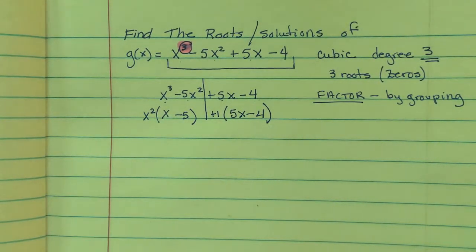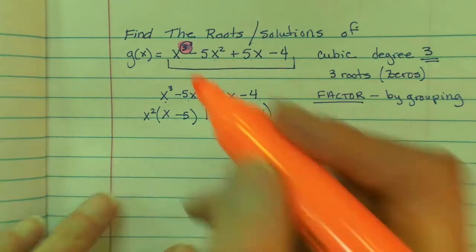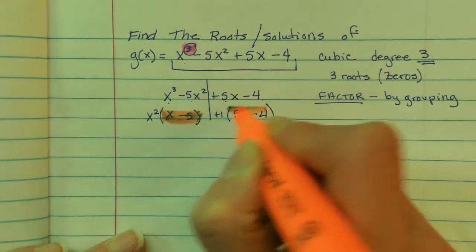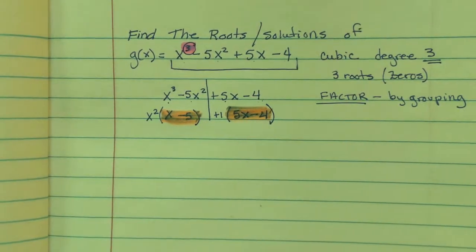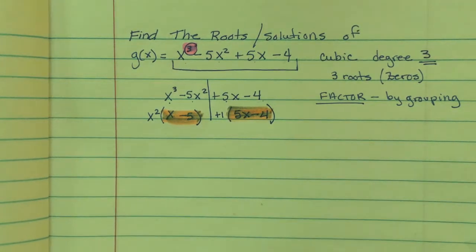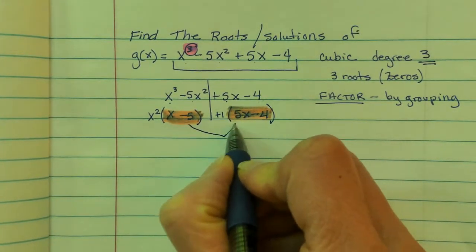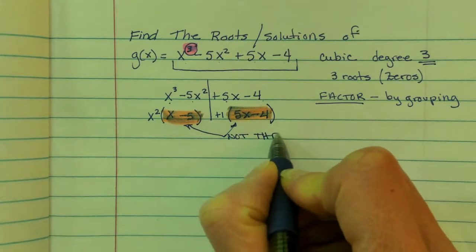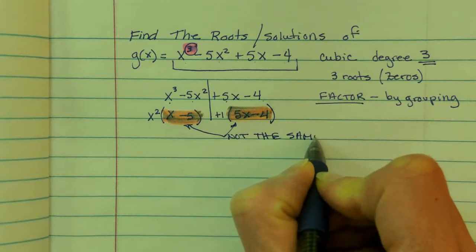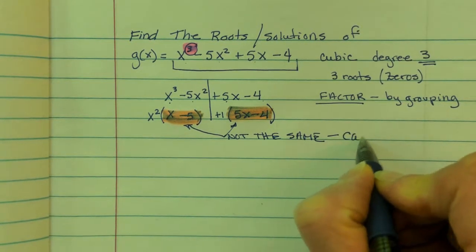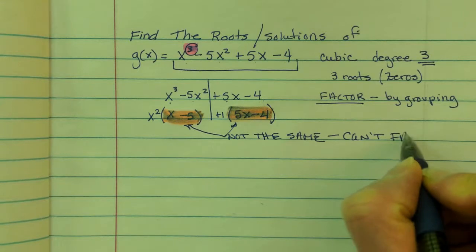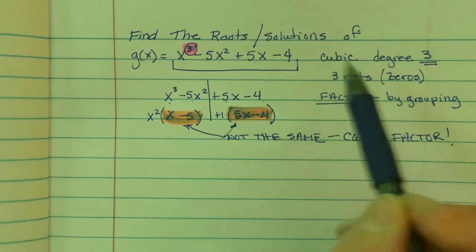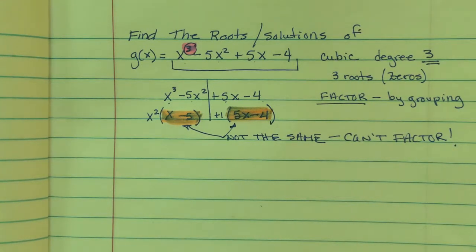So now I see I have a problem. And the problem is that these two binomials need to be the same. And they're not the same. So because these are not the same, that means I can't factor. Okay? But I can get all 3 roots. So I'm kind of stuck here.